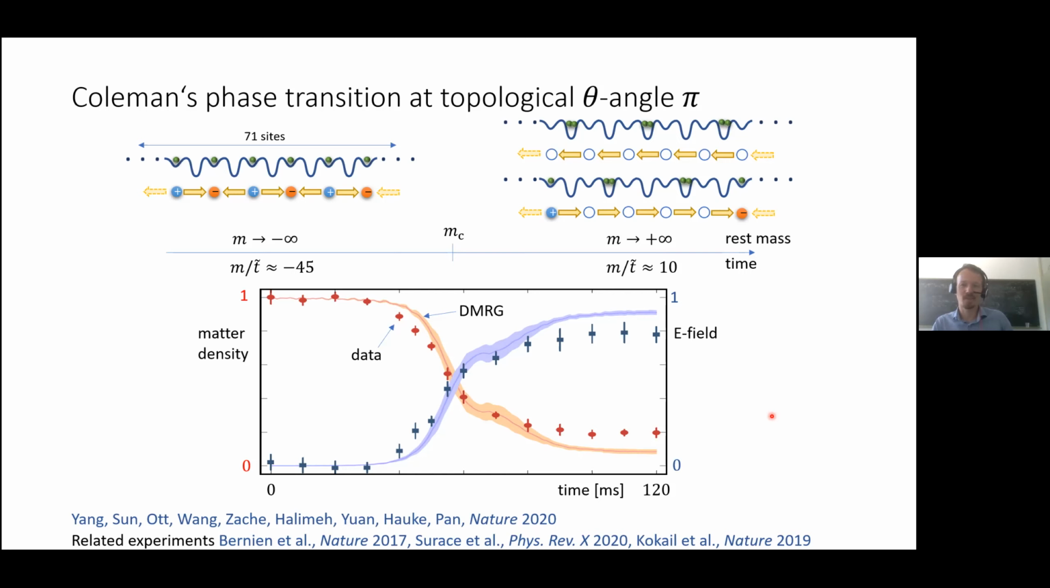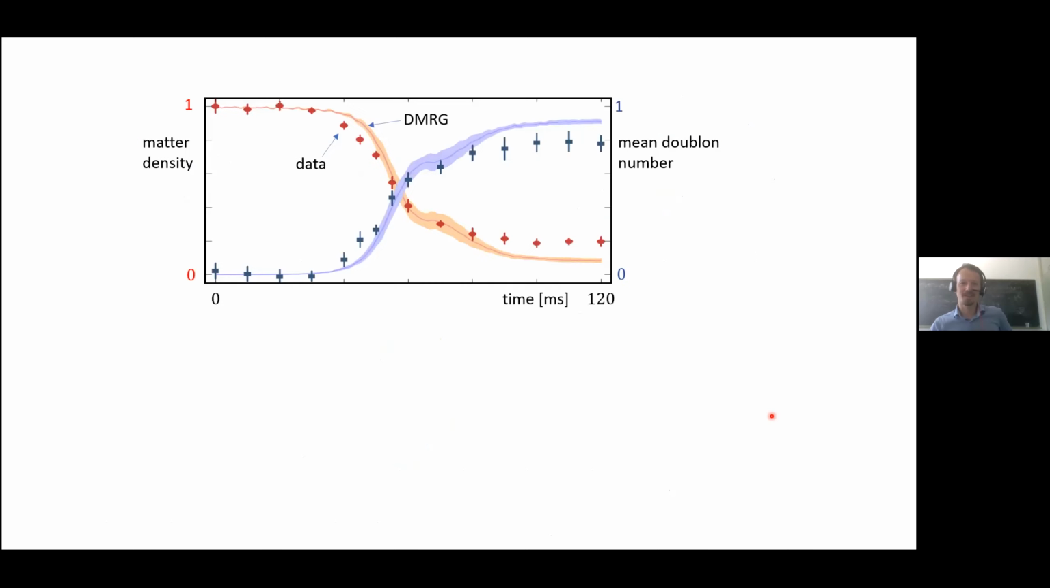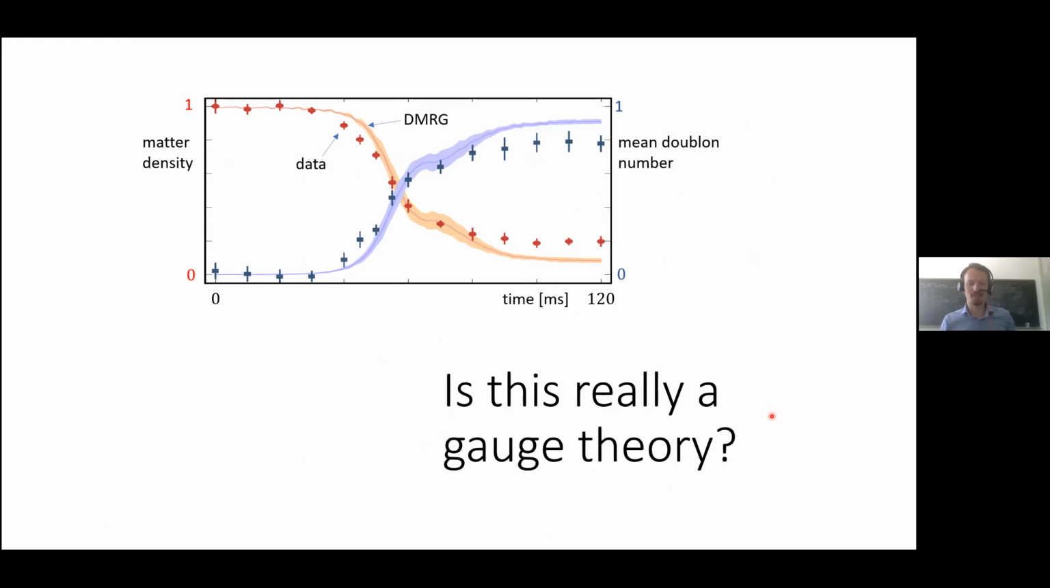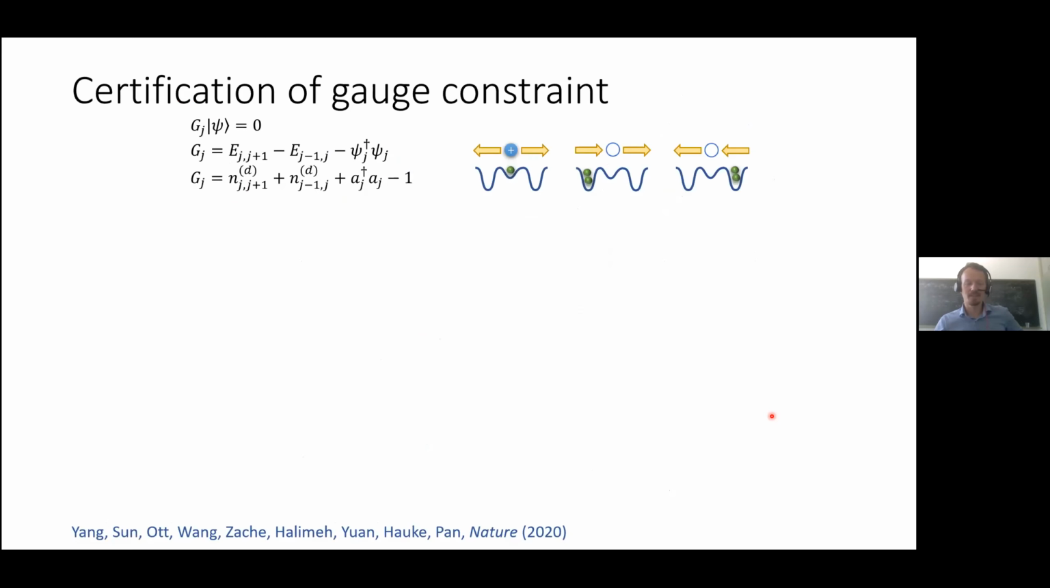Okay, so there's one last aspect that I want to mention. It's really nice that they measured this phase transition and so on. But one can ask, well, such phase transitions appear in many contexts. So is this really a gauge theory? And for this, one thing that they did is they certified Gauss' law. So they measured all the configurations.